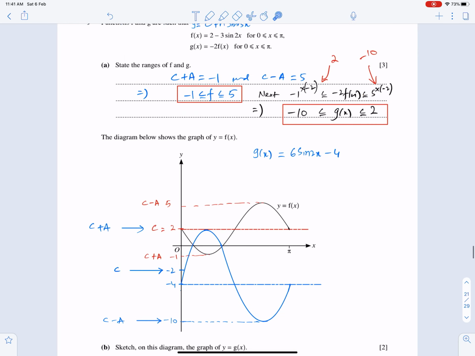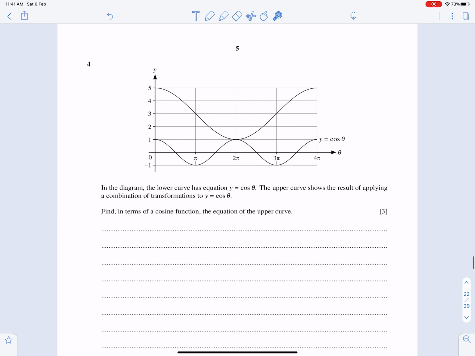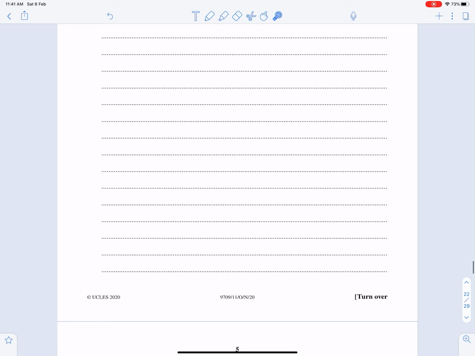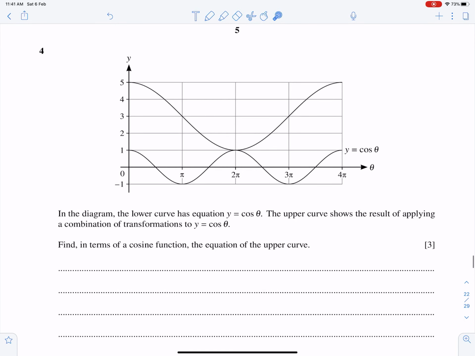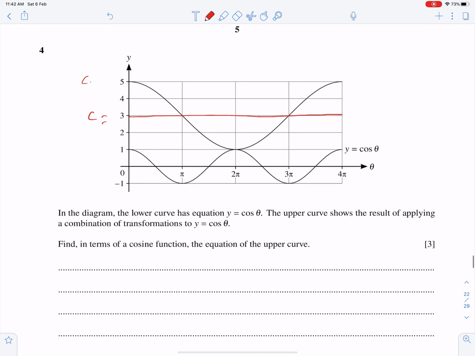Now the next question. This question is of November 20, paper 1-1, question 4. Now the question is, find in terms of the cosine function the equation of the upper curve. We need the equation of this curve. This is so simple. We just need to get the values of a, b, and c first. So this is the mean line. So this is c, it's 3. This is c plus a because this is the normal curve, and this is c minus a.